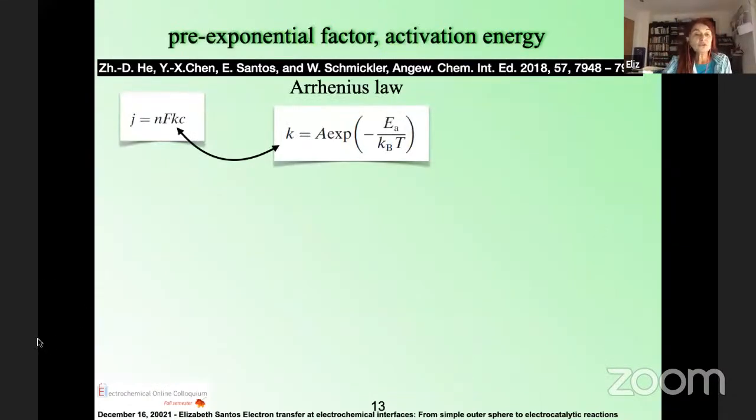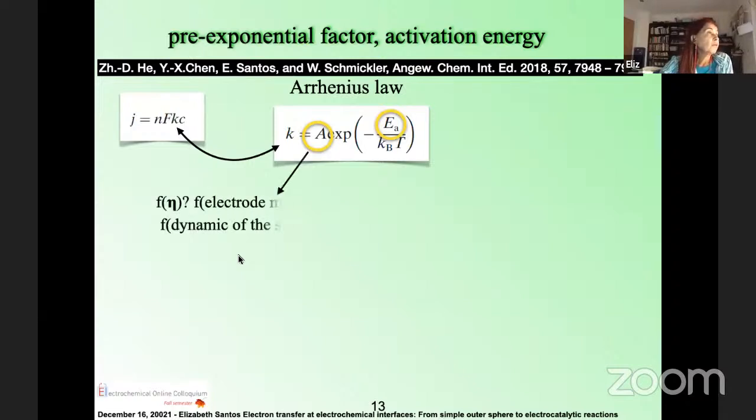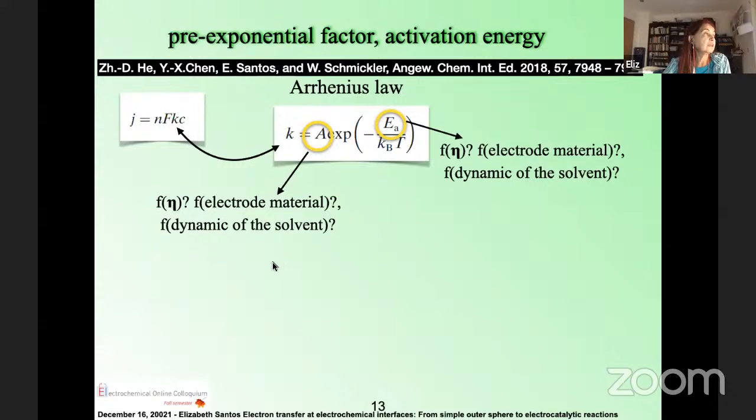Good. Now to the pre-exponential factor and activation energy. According to Arrhenius, the rate constant has the pre-exponential factor and the activation energy. In an electrochemical system, we measure a current that is proportional to this rate constant and the concentration of the reactant. The question is how much this pre-exponential factor and the activation energy depend on the electrode material, on the dynamics of the solvent, and on the overpotential.